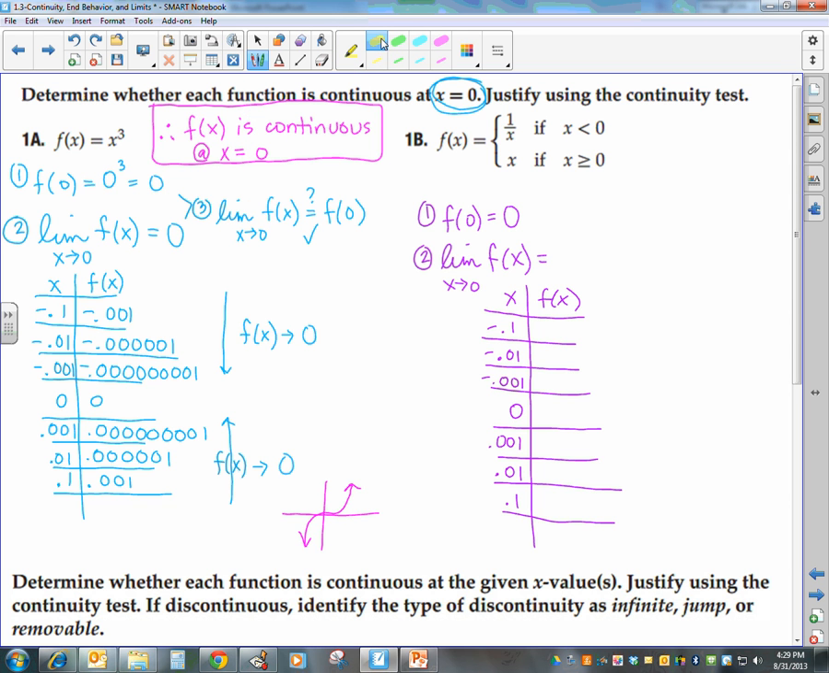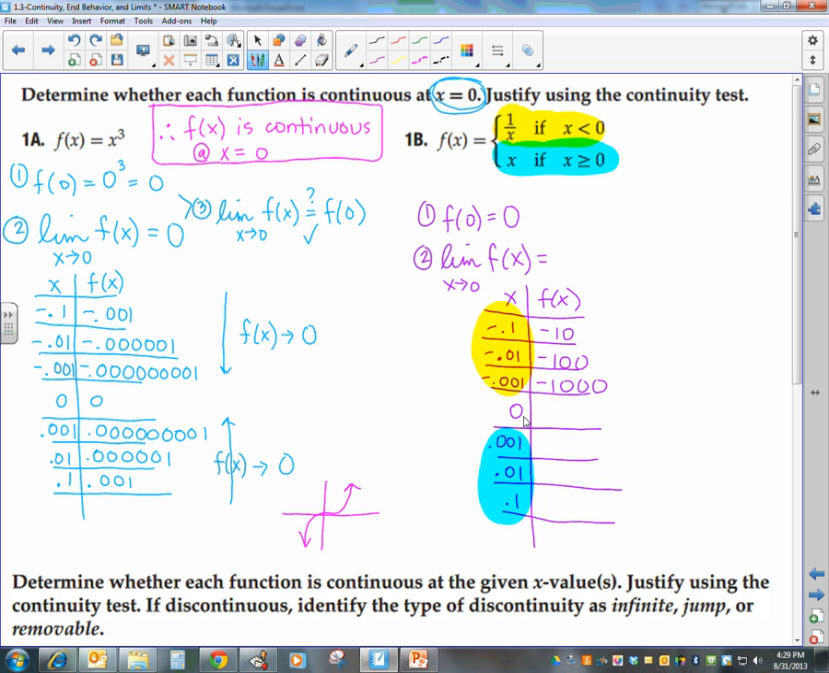Now the difference here is we have a piecewise function. So when we put in our x value, we have to look at which of these pieces to use. These values are less than 0, all of them, so I'm going to use that rule to calculate. On the flip side, all these values are greater than 0, so I'm going to use that part of the function to find the value. So 1 over negative 1/10 is, of course, negative 10. 1 over negative 100th is negative 100. 1 over negative 1,000th is negative 1,000.